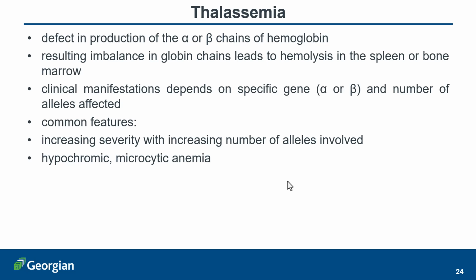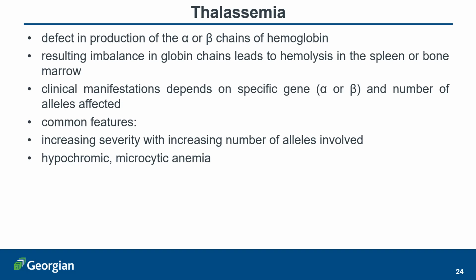The resulting imbalance of the alpha and beta chains leads to an increased risk of hemolysis in the spleen or the bone marrow. So instead of alpha 2 beta 2 for normal hemoglobin, if you have alpha thalassemia, you can't produce enough of the alpha chain. It could be alpha 1 beta 3, or even just beta 4 if you can't produce any of the alpha chains. Similarly, for beta thalassemia, it could be alpha 3 beta 1 or even alpha 4 if you can't produce any of the beta chains of hemoglobin.